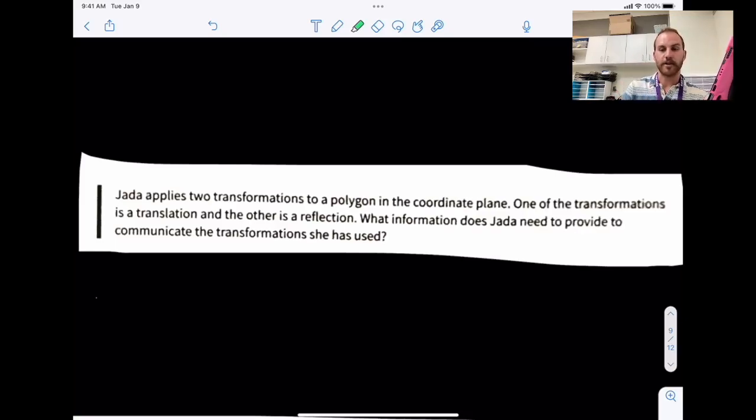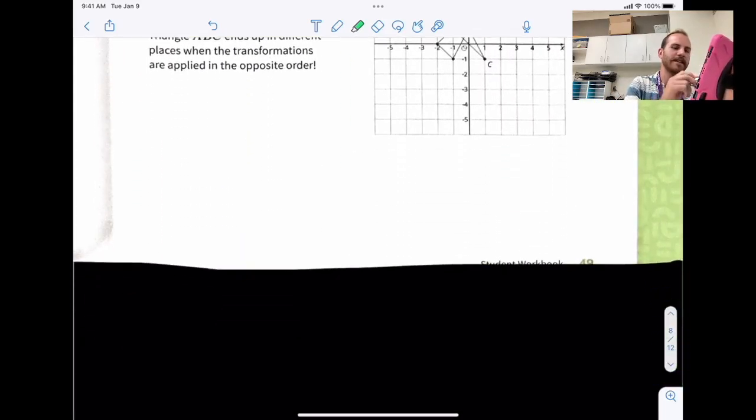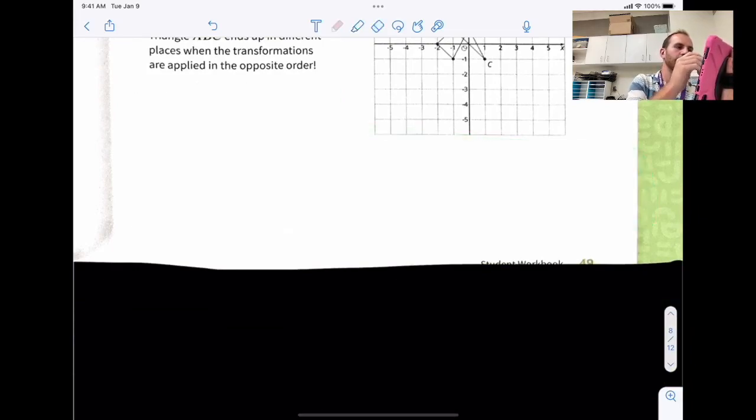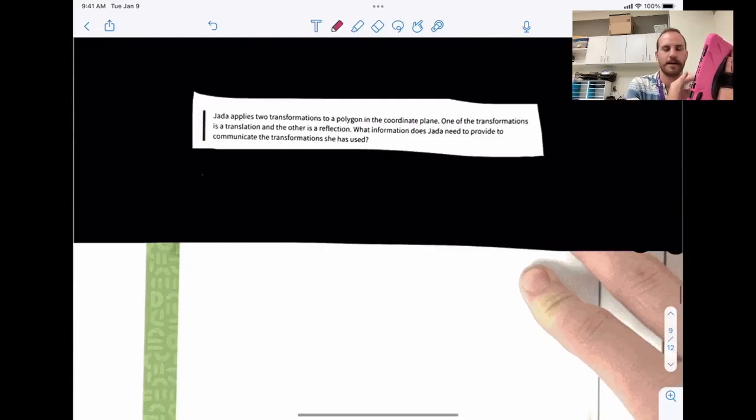I actually really want y'all to do this, okay? Go ahead and write this down if you get a chance. Write it down here on page 49, just under the lesson summary. What you would do to describe a reflection. What information do you need for a reflection? And what information do you need for a translation? Pause the video and I'll tell you what it is after this. Okay?